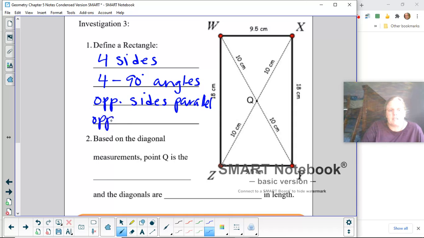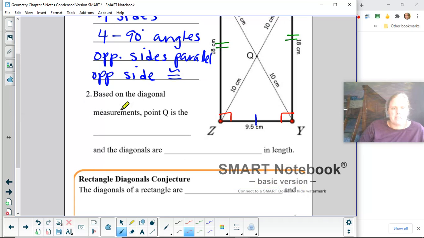And you need opposite sides congruent in length. All right, so I'm going to mark all of that information. I've got 9.5 and 9.5, so those ones are going to be the same length. Got 18 and 18. Those ones are the same length. And then it doesn't show it here, but we do have to have perpendicular sides, which means we'd have those 90-degree corners. That is one of the main properties of a rectangle.